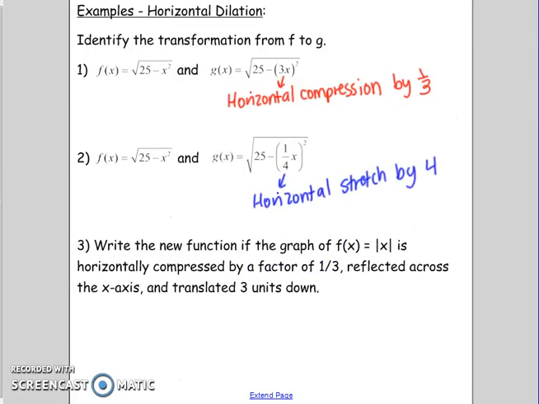Okay, so for this one, we want to write the function. We have a parent function that is absolute value of x. It's horizontally compressed by a factor of 1/3, so that means on the inside, I'm going to have a 3. And it's reflected across the x-axis, so that means I have a negative in front. So I'm going to have a negative, a 3x, and then it's down 3 units, so a negative 3 on the outside.